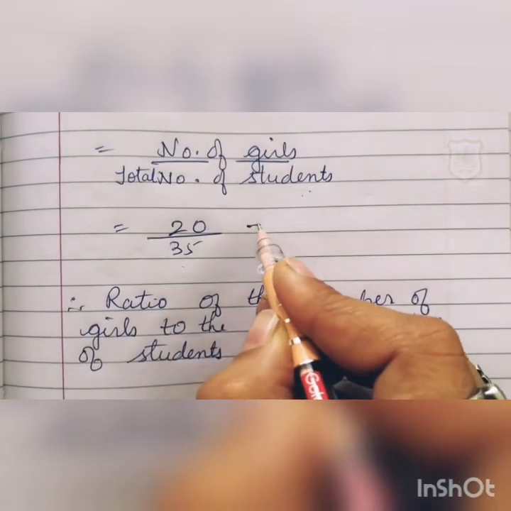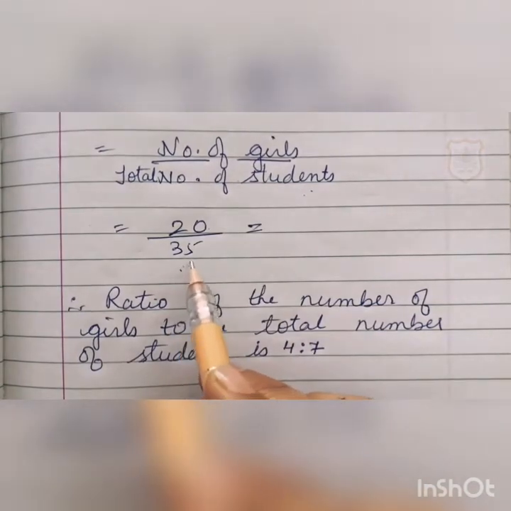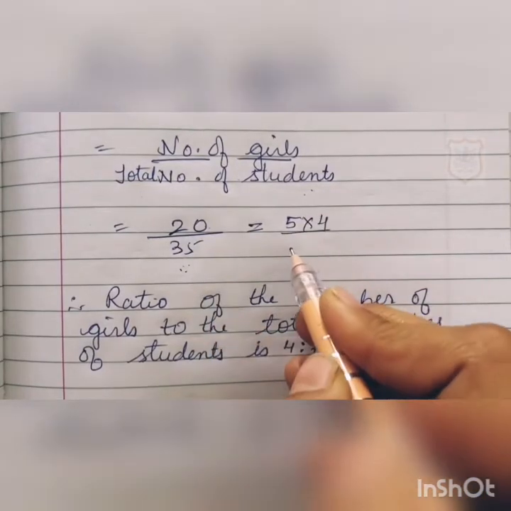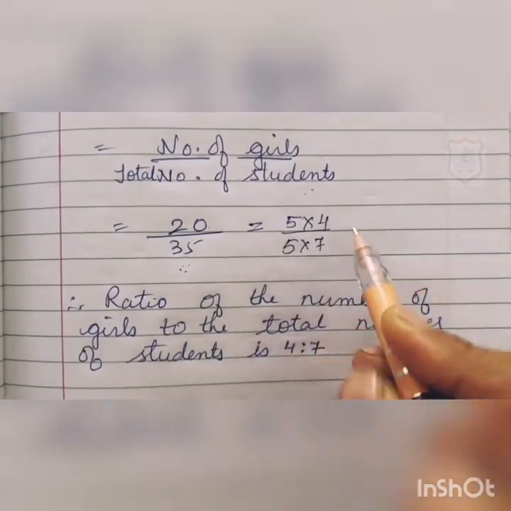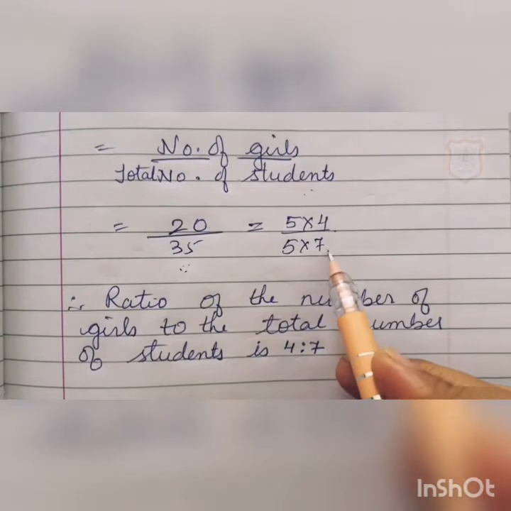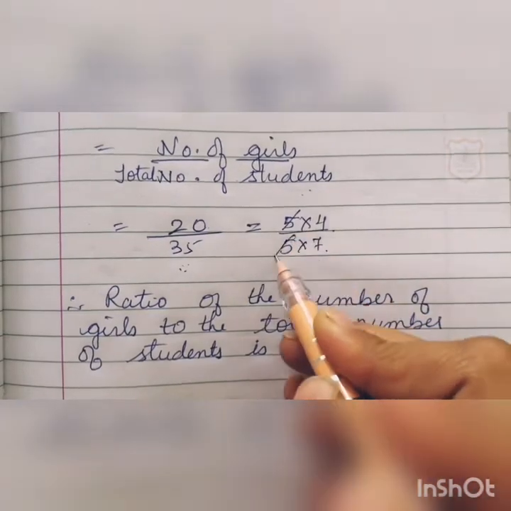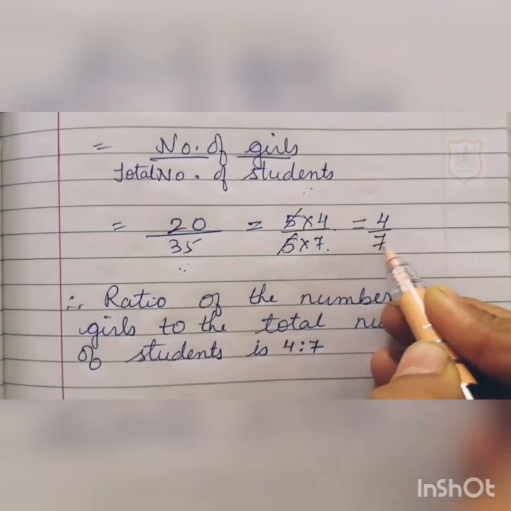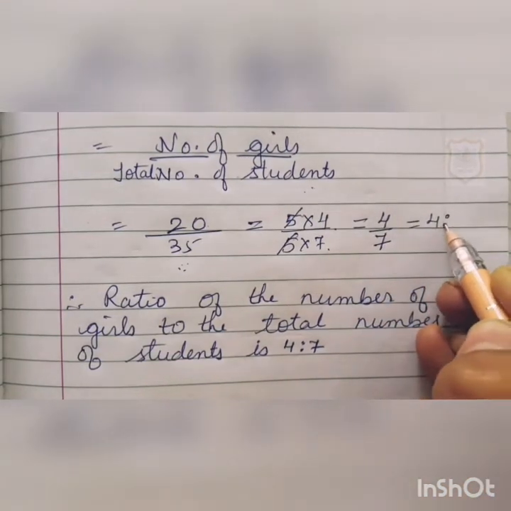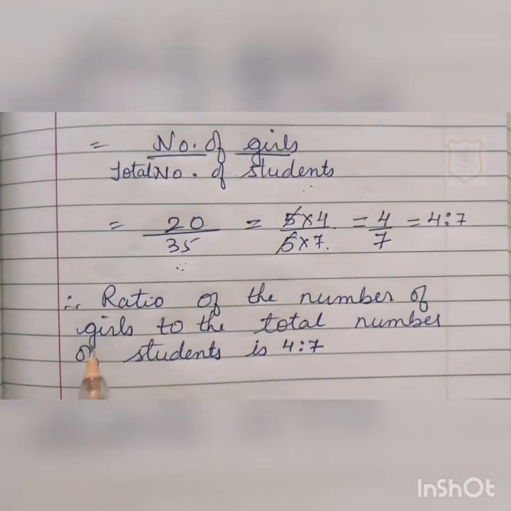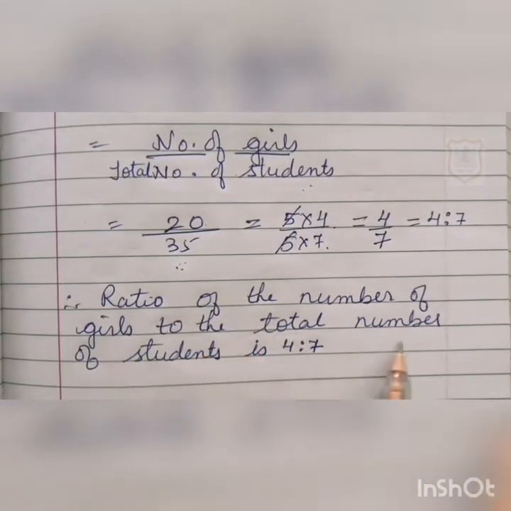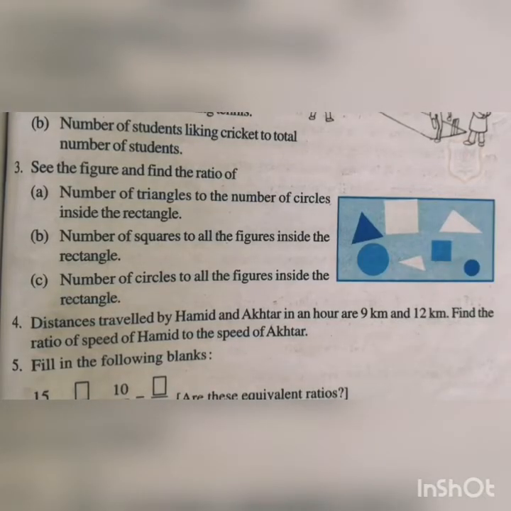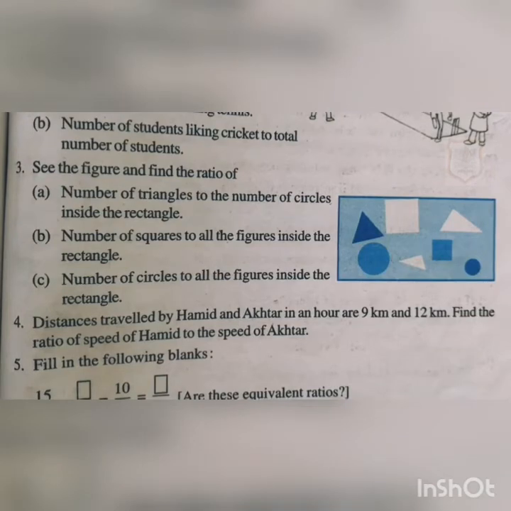So now we'll again do the simpler form. What is 20? It is 5 multiplied by 4, and what is 35? It is 5 multiplied by 7. So we'll cut 5, both are common. Now the ratio will be 4:7. Therefore we can say that the ratio of the number of girls to the total number of students is 4:7. Now question number 2 you will do on your own.